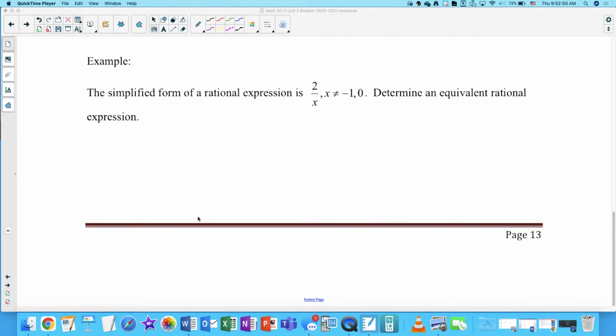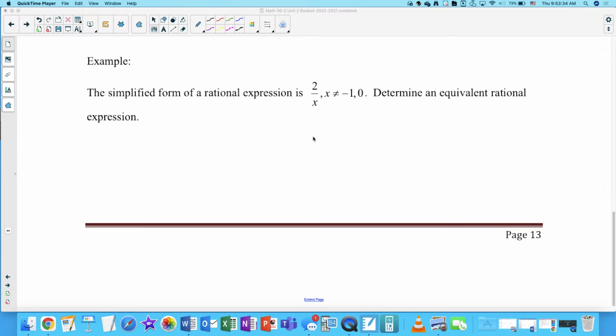Okay, this is a working backwards question. Here's what we're told. The simplified form of a rational expression is 2 over x, where x cannot equal -1 and 0. Determine an equivalent rational expression. So here's the situation. This rational expression, 2 over x, has already been simplified, and it goes along with the non-permissible values that x cannot equal 0 and -1. We need to work backwards to figure out what was the original. What canceled out through the simplification process?